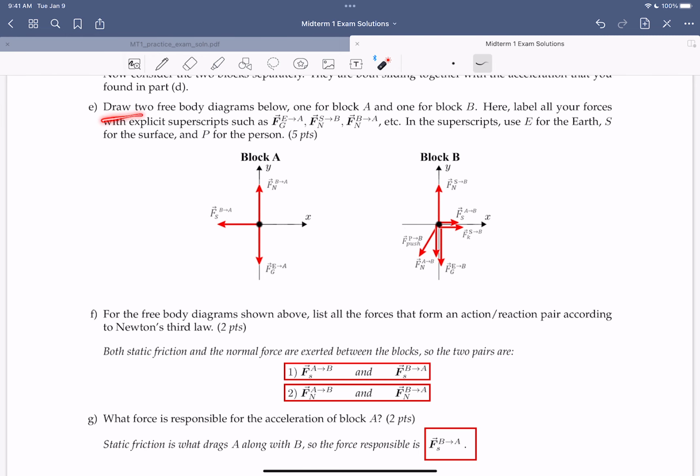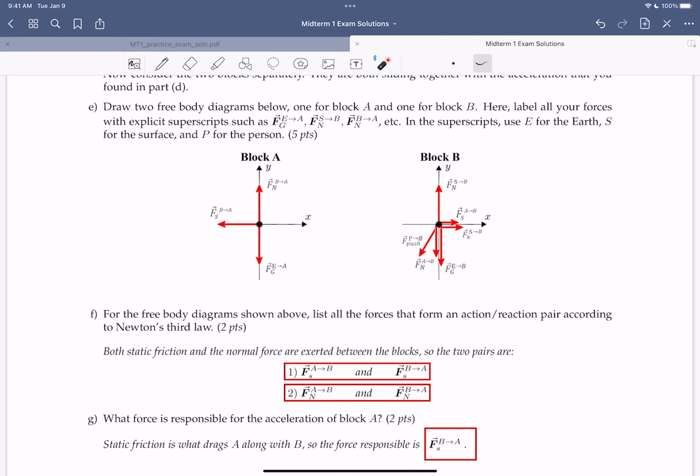But we have to draw 2 free body diagrams below, one for block A, one for block B. Label all your forces with explicit superscripts. I think that's where I went wrong too, the superscript part. In the superscripts, use E for Earth, S for the surface, and P for the person. So whenever you're drawing individual free body diagrams like this, especially when you have a 2-box problem, you have to keep in mind that you're drawing your free body diagrams based on the perspective of each box. You only draw what each box feels.